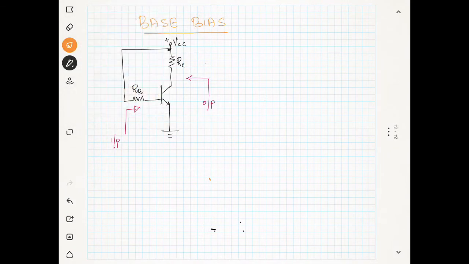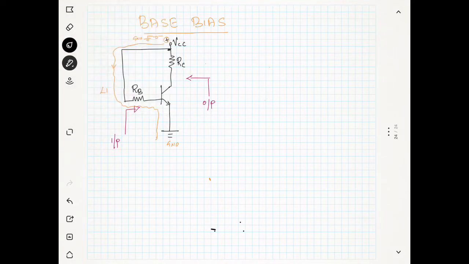At the input side, the power supply is starting from here. You can see the loop we can take, because it is going here and going to the ground. Since this end is positive, the ground is connected to negative. So we are starting from the ground and going to the ground. This is known as loop 1.